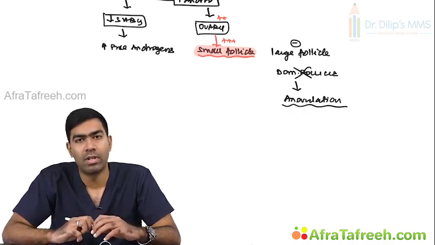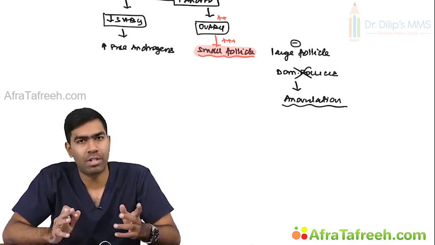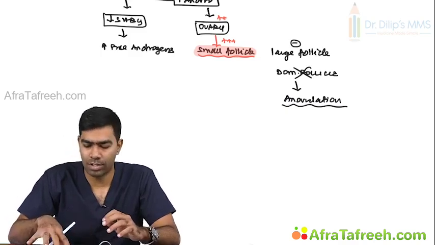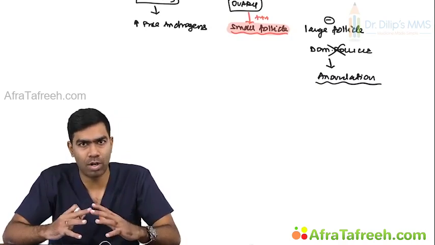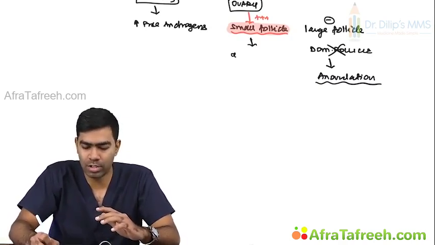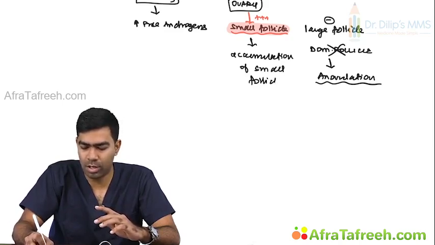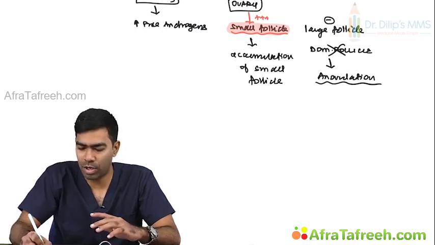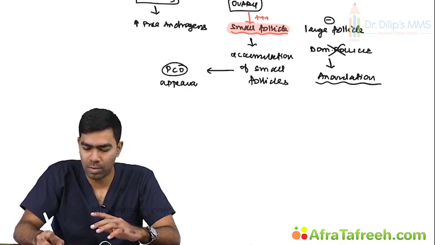Once the dominant follicle does not emerge in hyperandrogenism, you develop anovulation, because the dominant follicle is the one that is to be ovulated. If the dominant follicle emergence doesn't happen, you generally go for anovulation. And when you stimulate the small follicles and maintain them, there will be accumulation of these small follicles. And this has multifold importance. This accumulation of small follicles is the main reason for developing the polycystic ovary appearance in ultrasound, number one.